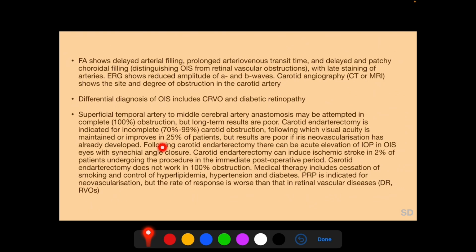Following carotid endarterectomy, there can be acute elevation of intraocular pressure in OIS eyes with synechial angle closure from angle neovascularization. Carotid endarterectomy itself can induce ischemic stroke in 2% of patients undergoing the procedure in the immediate post-operative period. Carotid endarterectomy does not work in 100% obstruction in the carotid artery. Medical therapy includes cessation of smoking and control of hyperlipidemia, hypertension, and diabetes. Panretinal photocoagulation is indicated for neovascularization, but the rate of response is worse than that in retinal vascular diseases such as diabetic retinopathy and retinal vein occlusion.